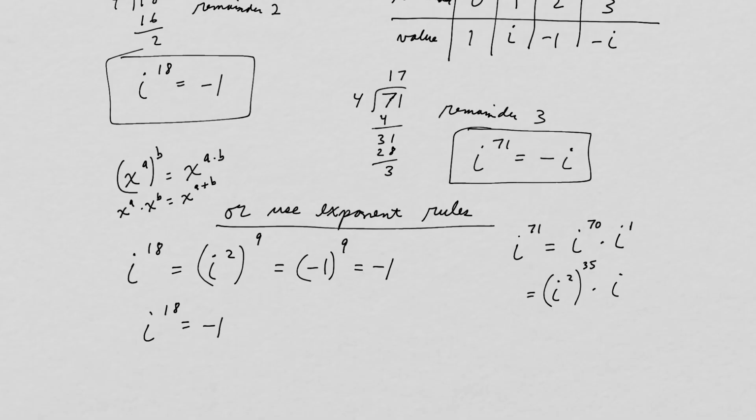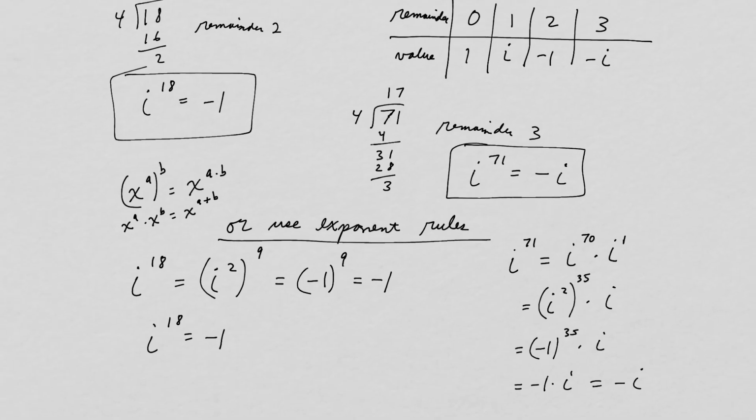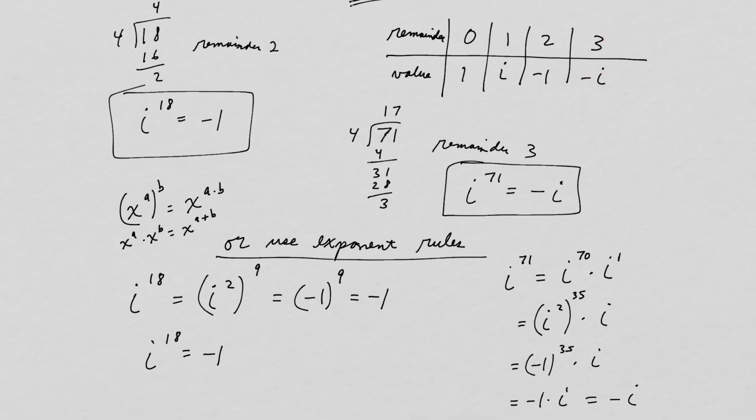But i squared is -1. And then -1 raised to an odd power is going to be -1, and I still have an i there. So this simplifies to -i. It's a lot more work to use the exponent rules. It's just much quicker to do what we did before: take the original 71, divide by 4, look at the remainder, which is 3, and then based on this table here, we knew that the answer had to be -i. You'll get the same answer. It's just more work to use the exponent rules.